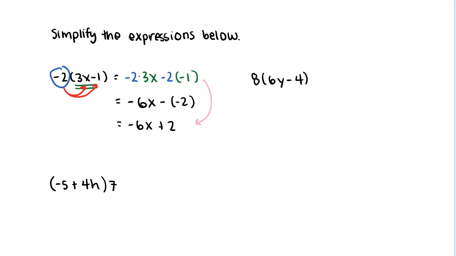Okay, so for this next example, we're going to take 8, and that's going to be distributed across this difference, 6y minus 4. So this is going to give us 8 times 6y plus 8 times negative 4. 8 times 6 times y comes out to be, 8 times 6 is 48, then we still have that factor of y. And then we've got plus 8 times negative 4, which is negative 32.